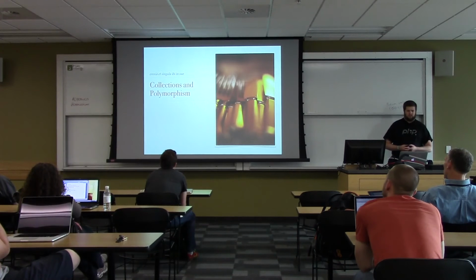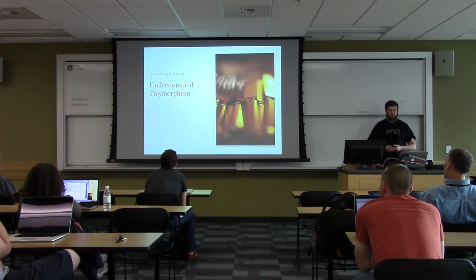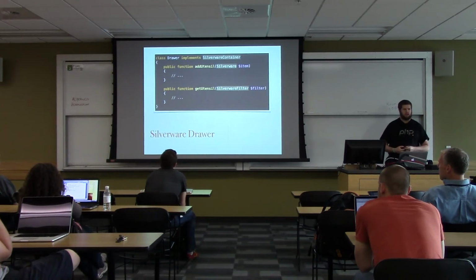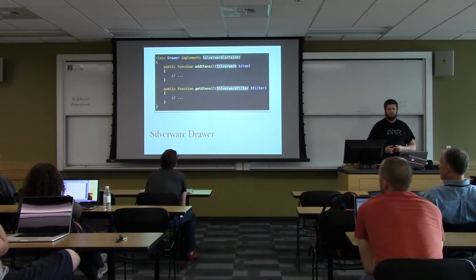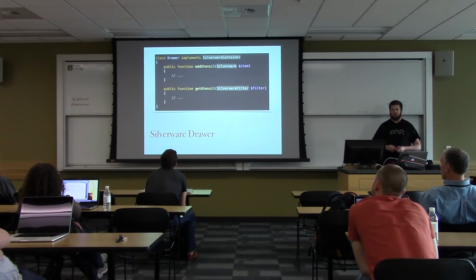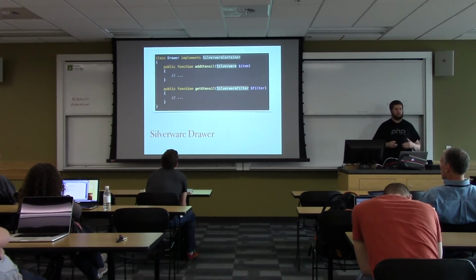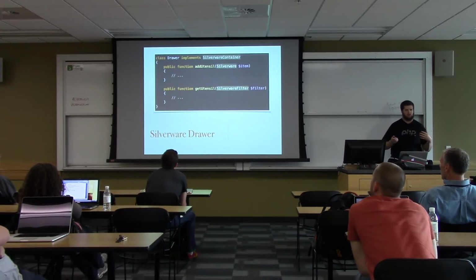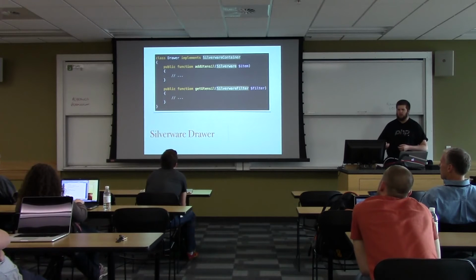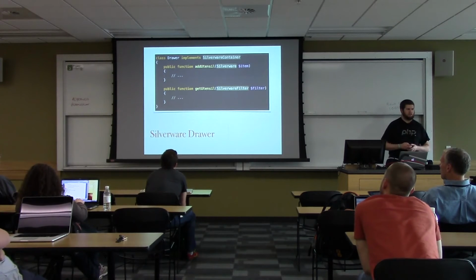Next is collections and polymorphism. So we're going to switch off of cats and dogs and distinguished gentlemen. We're going to go to silverware drawers. So we've got a class called a drawer, and it will implement this interface called silverware container. It's going to have a couple of methods in there for adding utensils. I've type hinted everything, so you can only put silverware in the silverware drawer. You can't put all of the junk and coupons and everything else that might go in a silverware drawer, but probably shouldn't. And then on the get utensil, we've got a type hint for a thing called a silverware filter, which we'll cover in a bit.